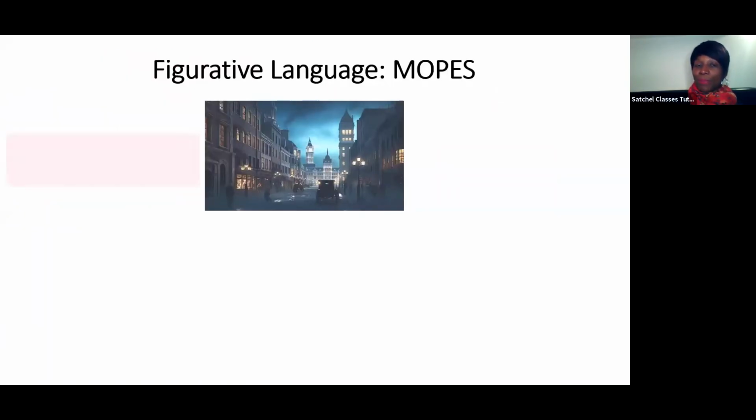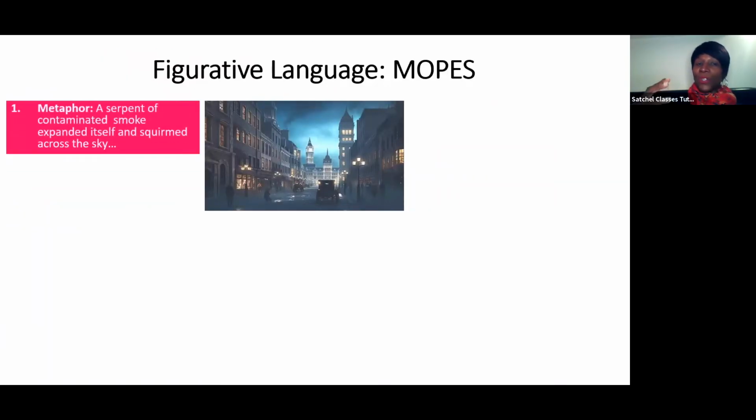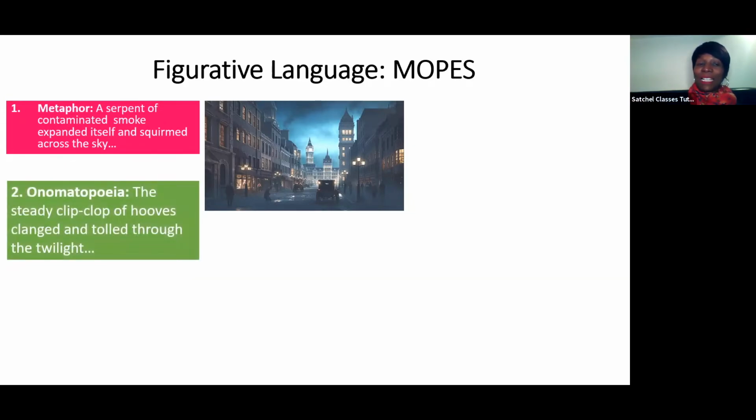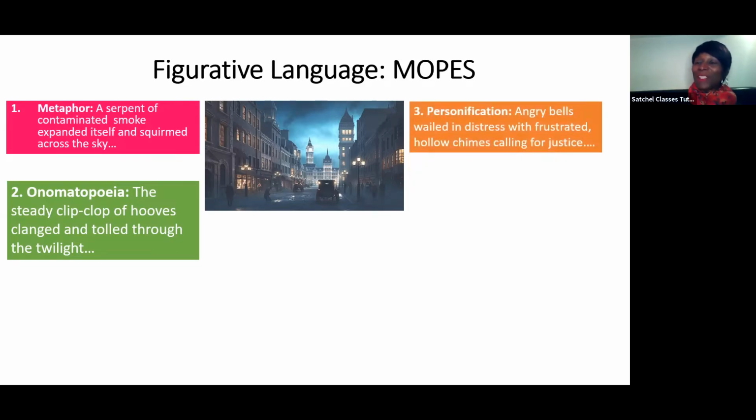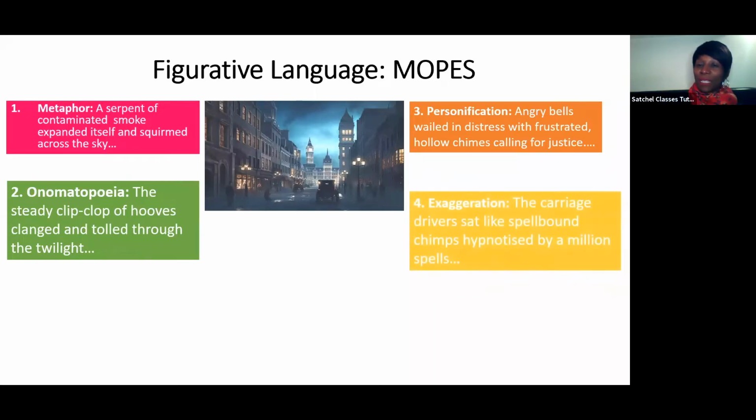What about MOPES? Well, a metaphor could be about the serpent of contaminated smoke expanding itself across the sky. The onomatopoeia might be the steady clip-clop of hooves that clanged and tolled through the twilight. You can really hear the sound effects of those words. Personification may well be about the angry bells wailing in distress with frustrated, hollow chimes calling for justice. So really giving that sense of anger and frustration in the bells, giving them human characteristics.